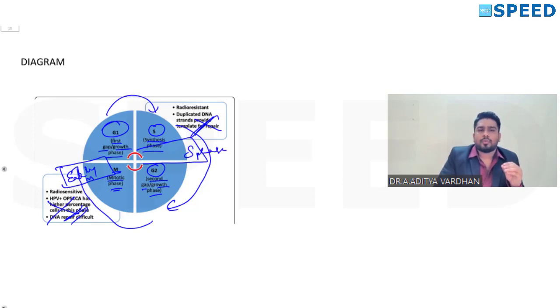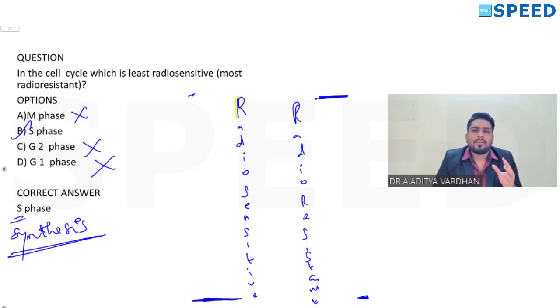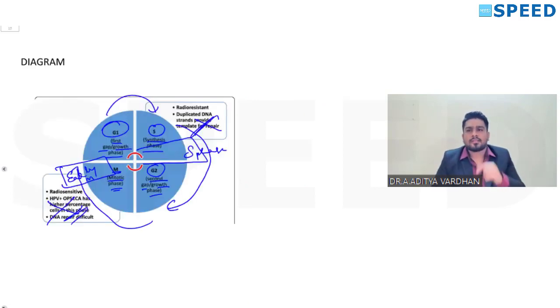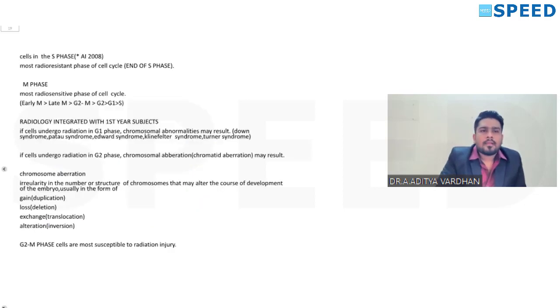So if I want to make this question even a bit tougher next time, the options would be M phase, early S phase, late S phase, G1 phase. That's very hard, but you must remember, because this is how the trend is going. They may ask the same question a little bit harder next time. That's why I have also gone a little bit in depth here. In the next slide you will be able to appreciate it better.